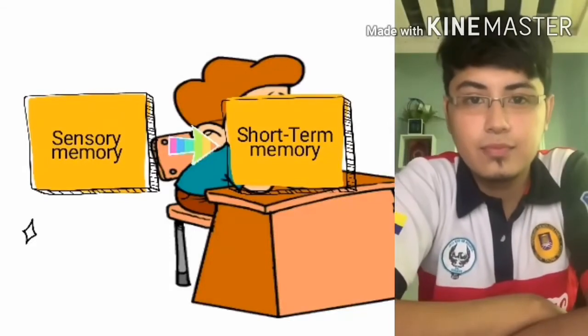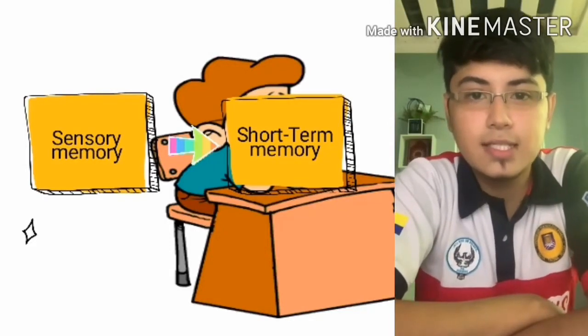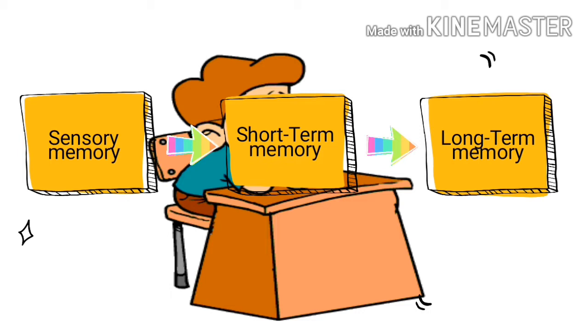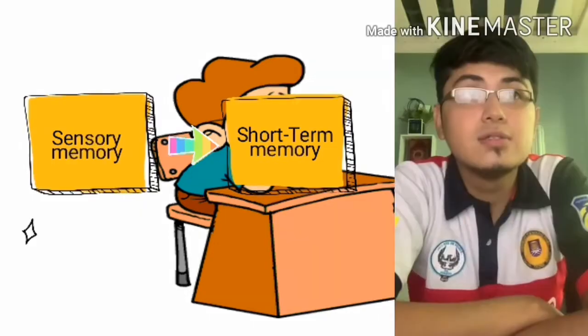You can see there are 3 types of memory. First thing first, I want you to know that these 3 types of memory are the major components in memory. First is sensory memory, second is short-term memory, third is long-term memory. After this, Ashrafatullah will explain in more detail the stages of memory processing.